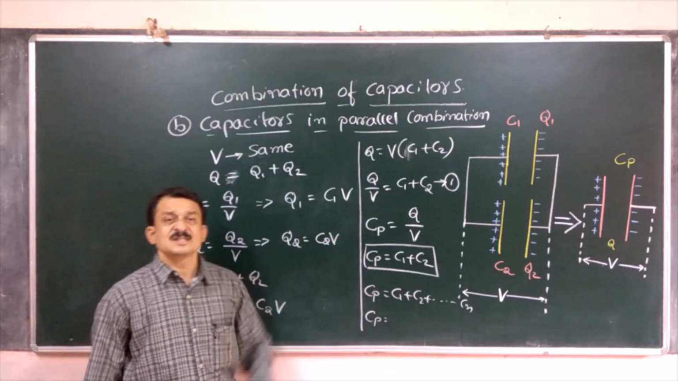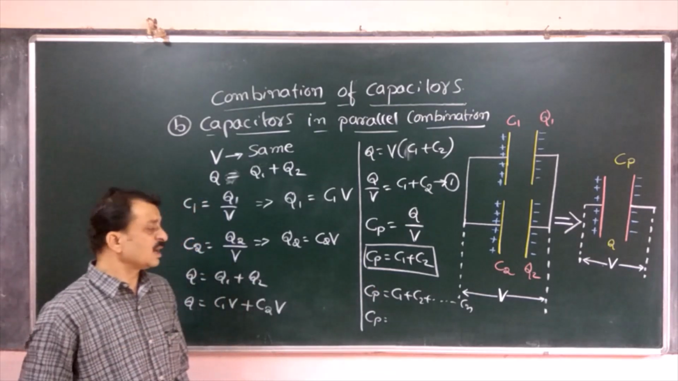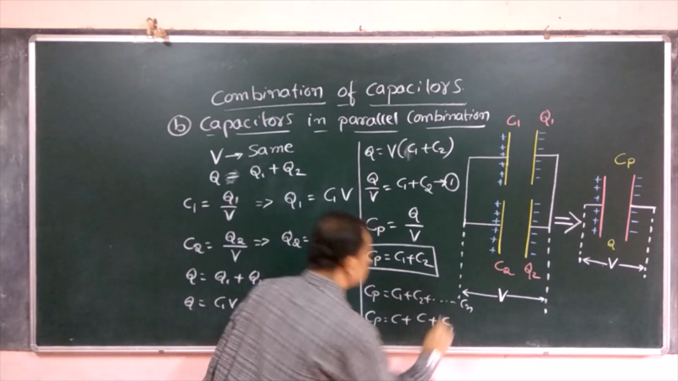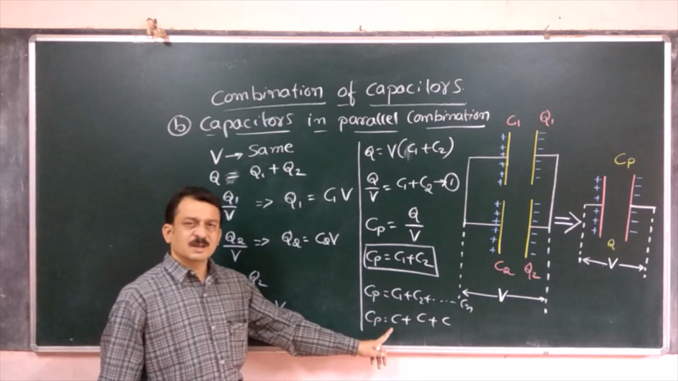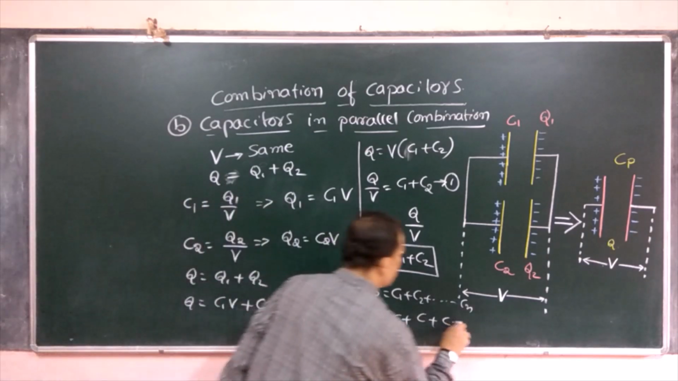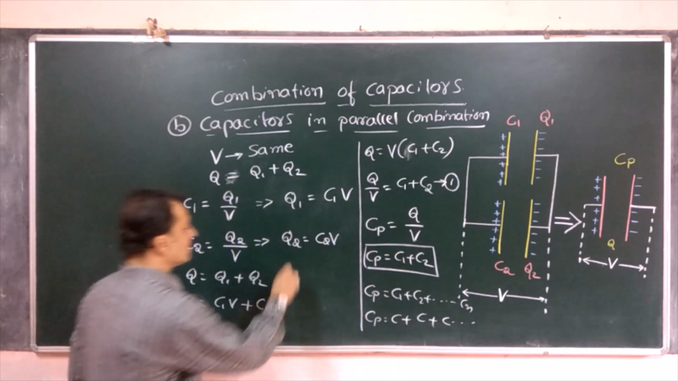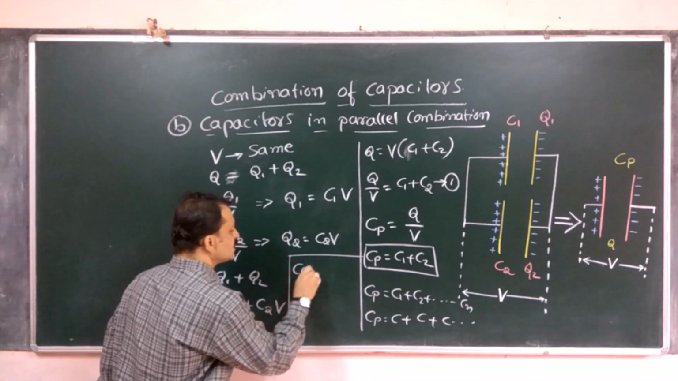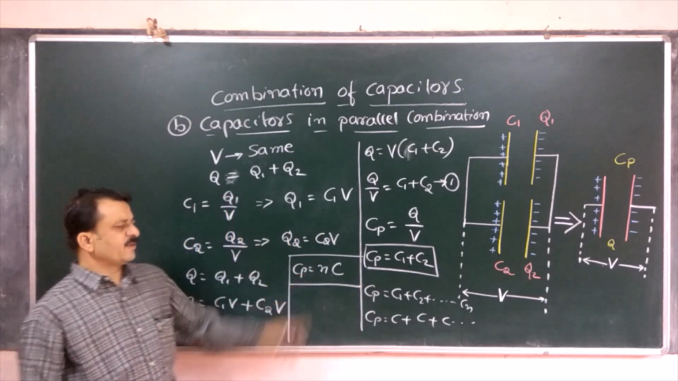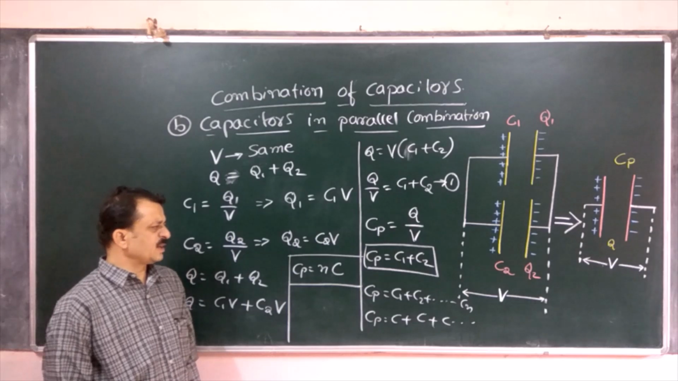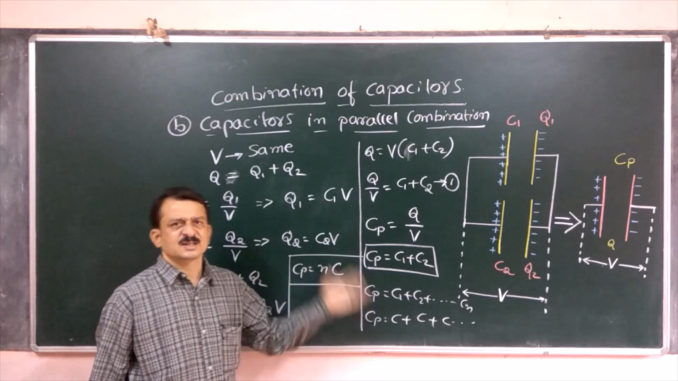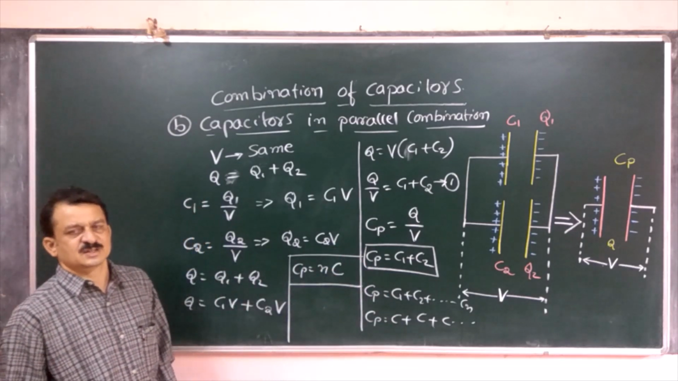If all the n capacitors are of equal capacitance C and are connected in parallel, then Cp is equal to n into C. Therefore, in the case of a parallel combination of capacitors, the equivalent capacitance is the sum of the individual capacitances.